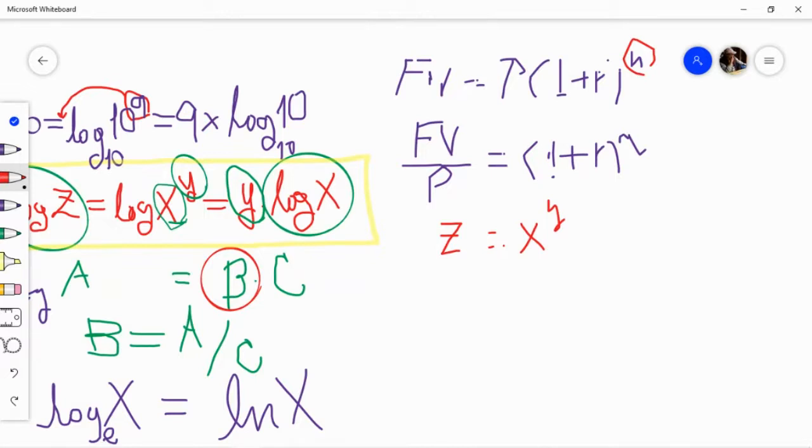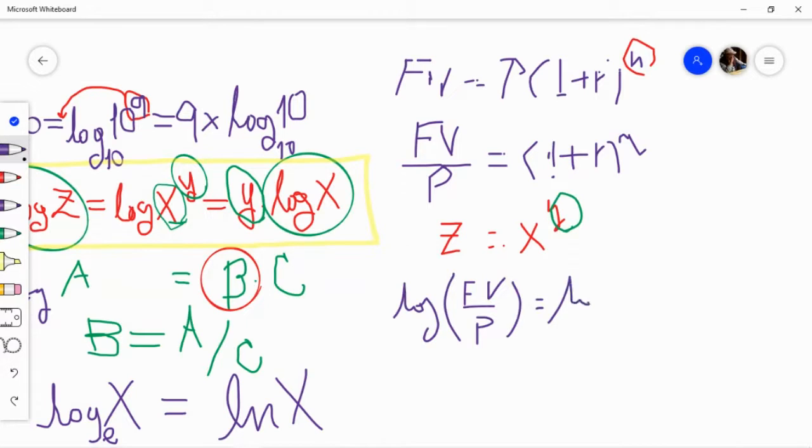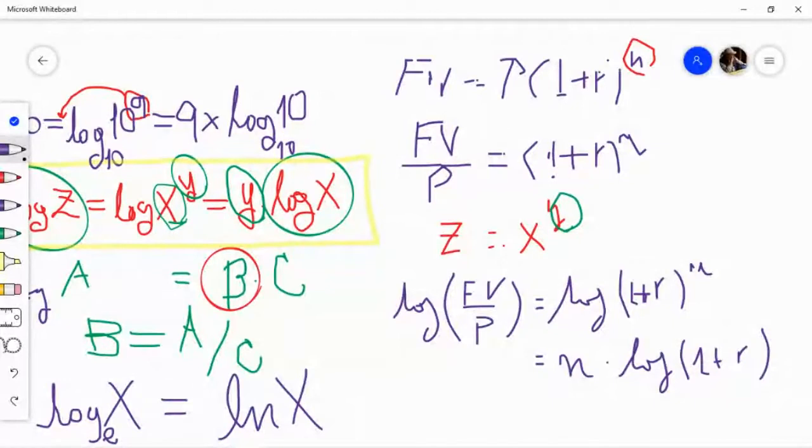Then our question is, since this is z equals x to the y, how do we solve for y? Well, I showed you how. We'll have to take the log on both sides, right? So we take the log of the left-hand side, and then the log of the right-hand side, which is 1 plus r raised to n. Then the right-hand side becomes n times log of 1 plus r. Now we can solve for n.